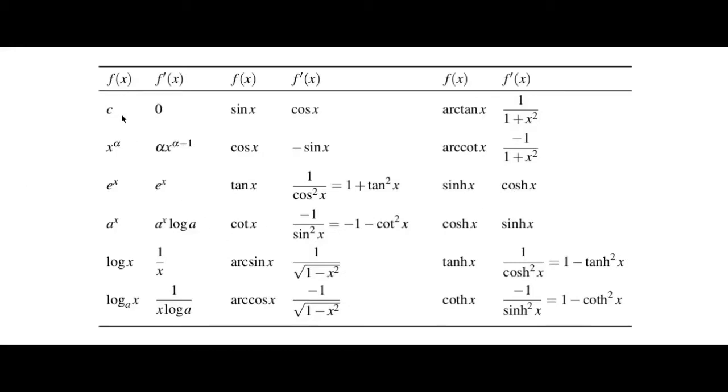Some of them we have proved already: the derivative of the constant, x to the alpha, e to the x, a to the x, and the logarithms. The trigonometric functions, the tangent and the cotangent, you can prove on your own. The arcsine we have seen; the arccosine you can prove as well. The arctangent and arccotangent you can prove. The derivatives of the hyperbolic sine and cosine are just derivatives of exponentials, so it's easy to see them. The same goes for the hyperbolic tangent and cotangent using the quotient rule. So these are the derivatives that you need to remember.